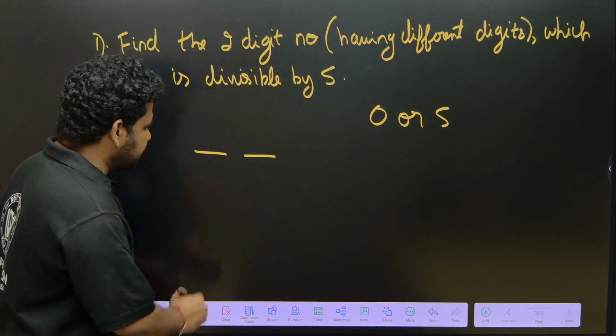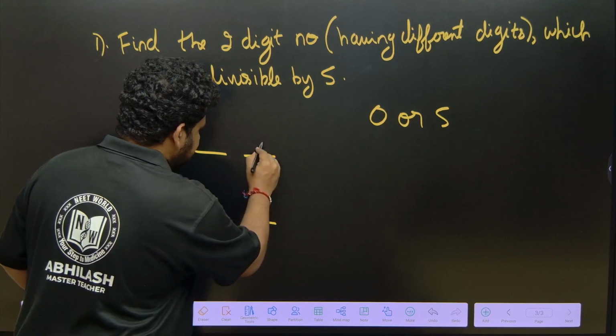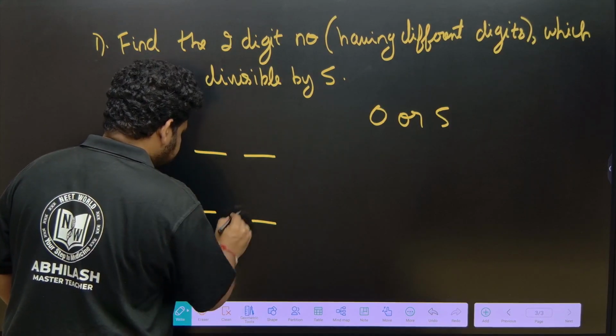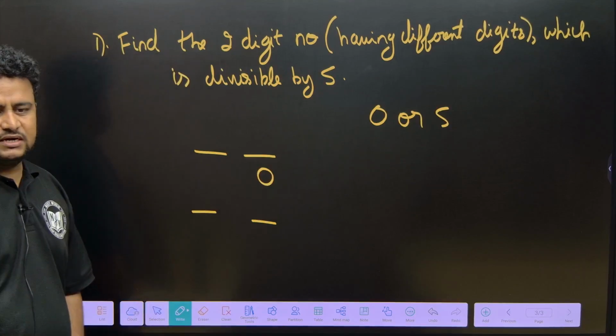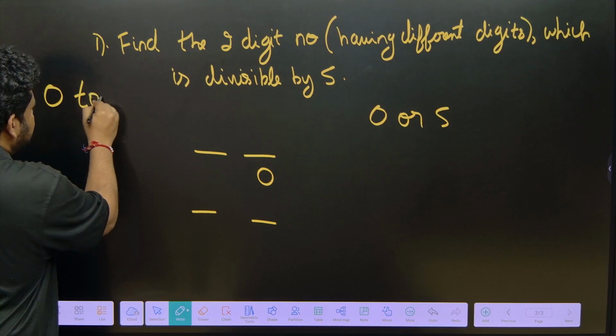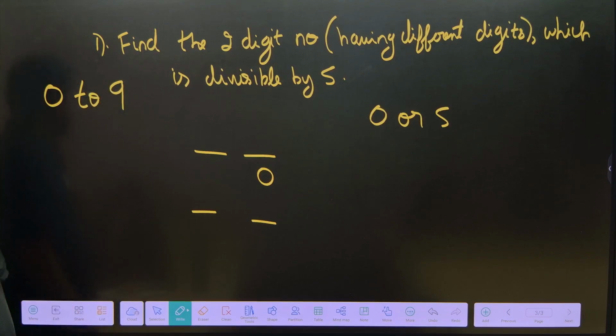So the 2-digit number can be like this. One can be having 0 here. But before that, how many digits do we have? 0 to 9, correct? 0 to 9 are the numbers that we have. Other numbers from 10, whatever numbers come, are the combination of these.